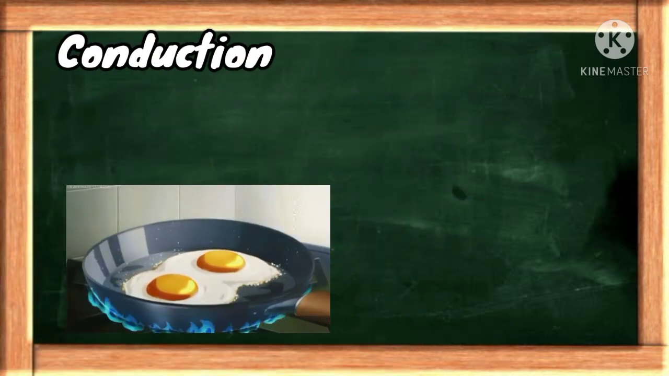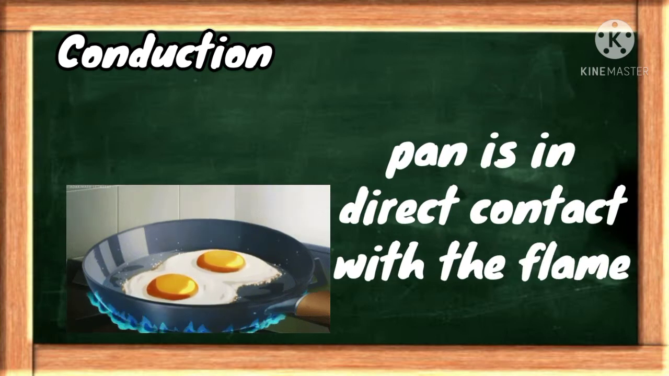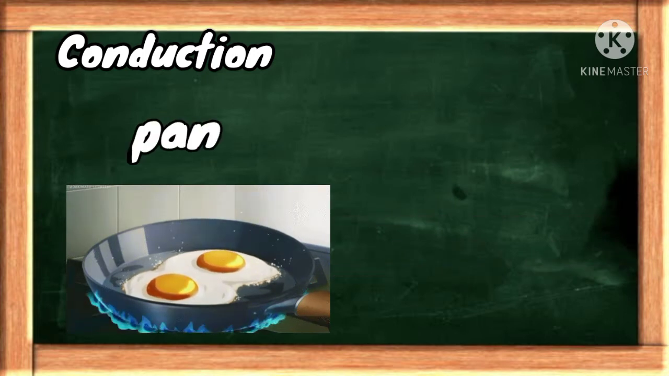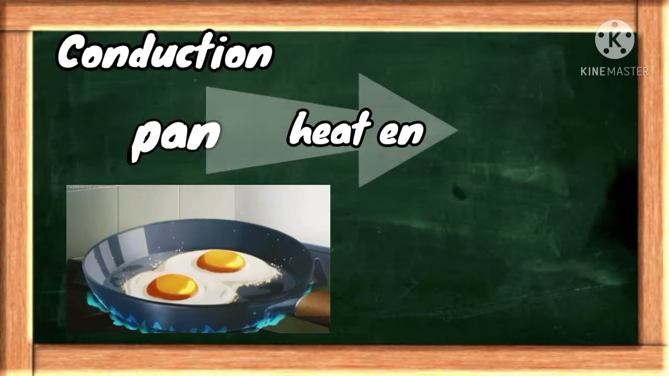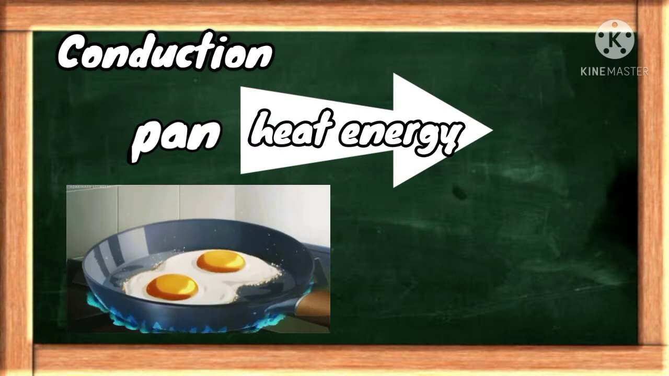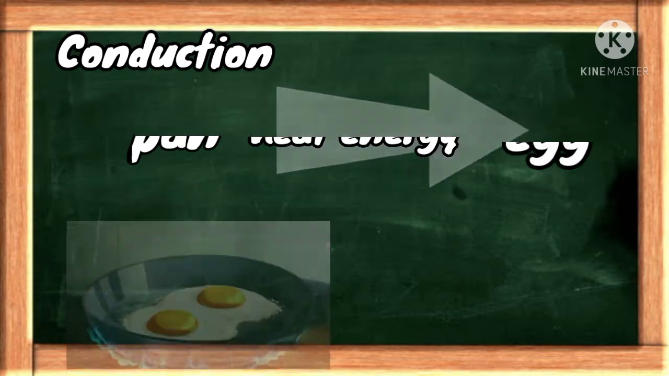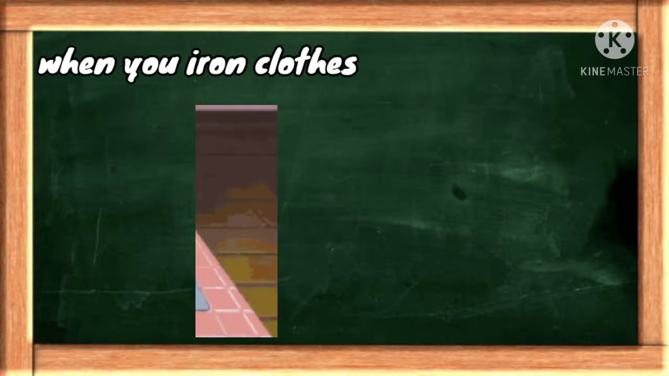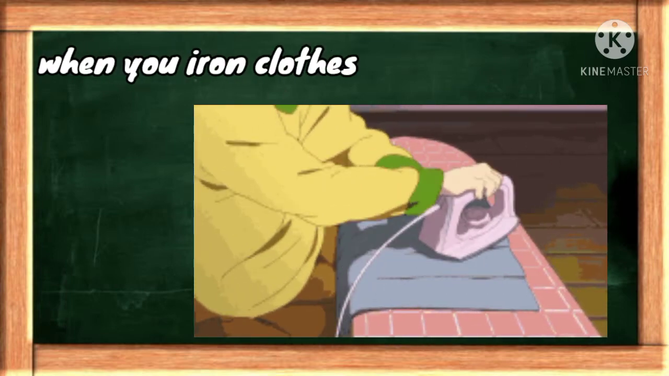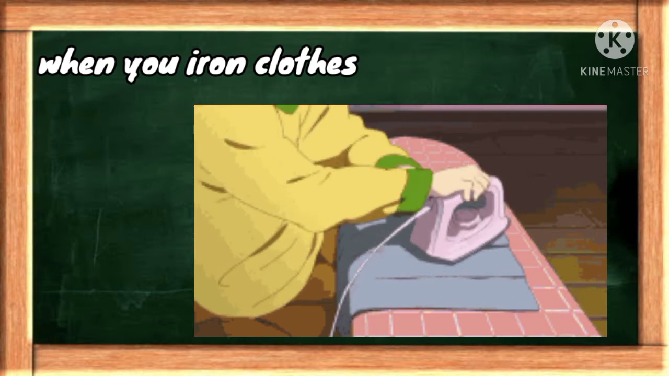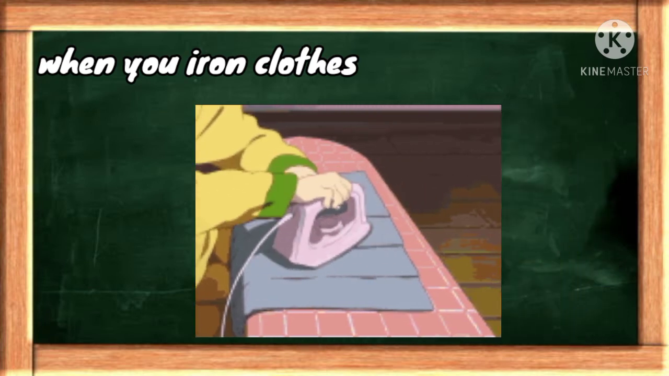Egg on a frying pan is an example. Notice that the pan is in direct contact with the flame. The energy from the pan to the egg is transferred with the process of conduction. Another example is when you iron your clothes. The clothes is in direct contact with the iron. Heat energy gets conducted from iron to clothes.